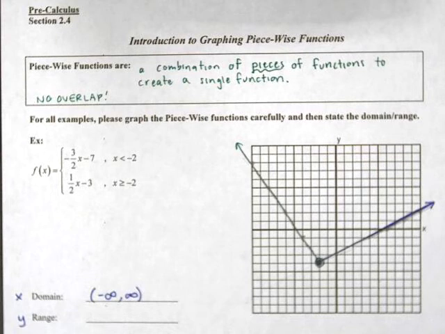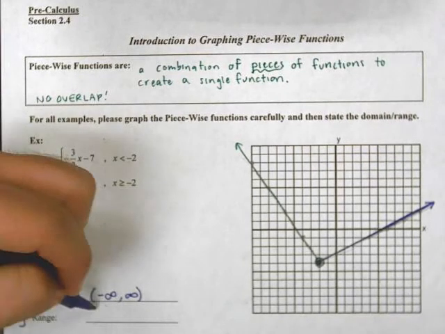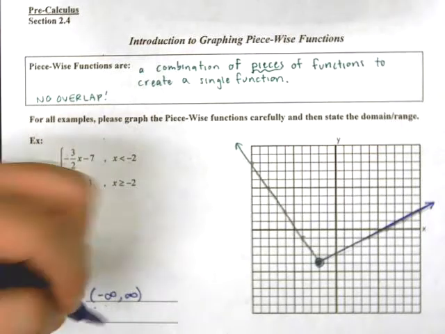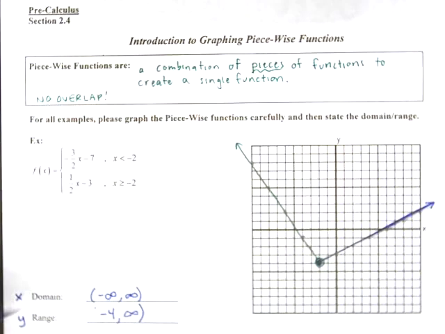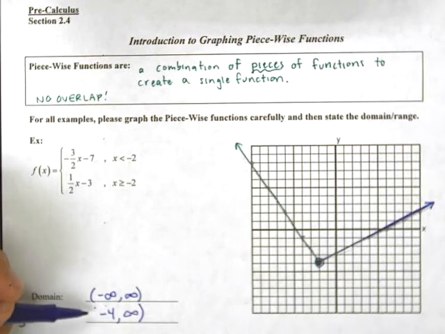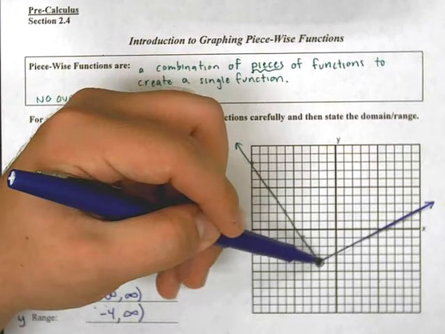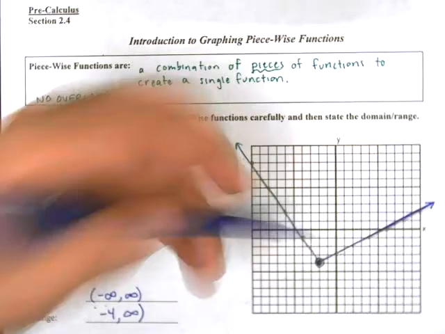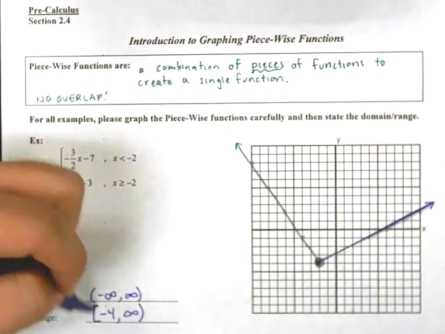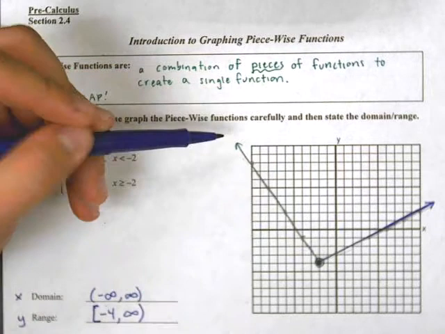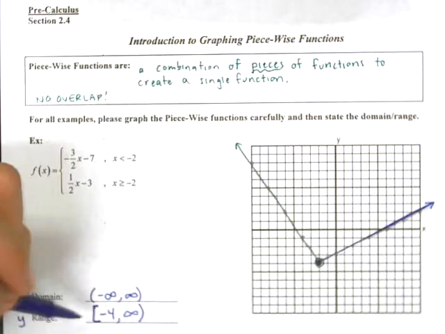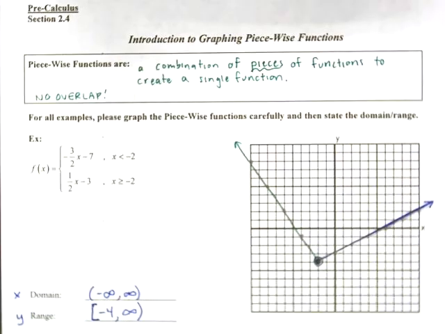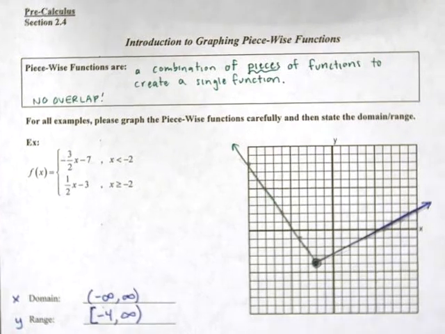Okay? Now for range. Same idea. Alright, my lowest point right here is at -4. And then I know I go up forever. Do I put a bracket or do I put a parenthesis here? I need to put a bracket because it is filled in from my second piece. Alright, so even though the first piece would have been open, because I have a y value of -4 because of the second piece, I have to bracket it. Okay? So this is one way of doing it.